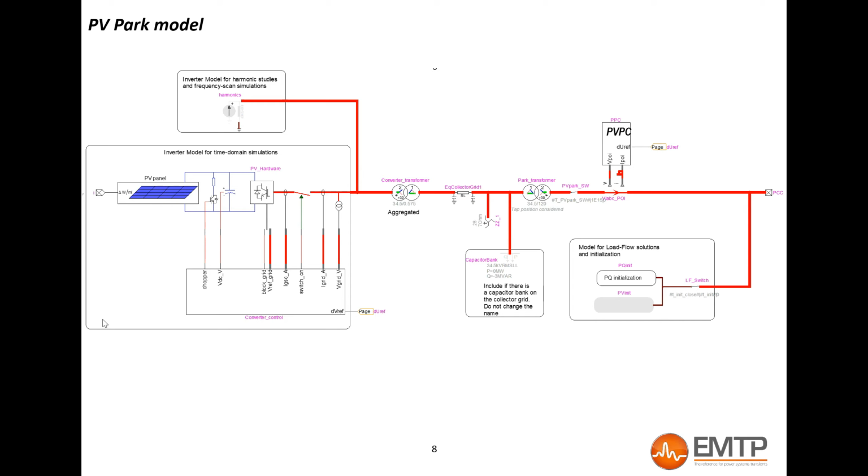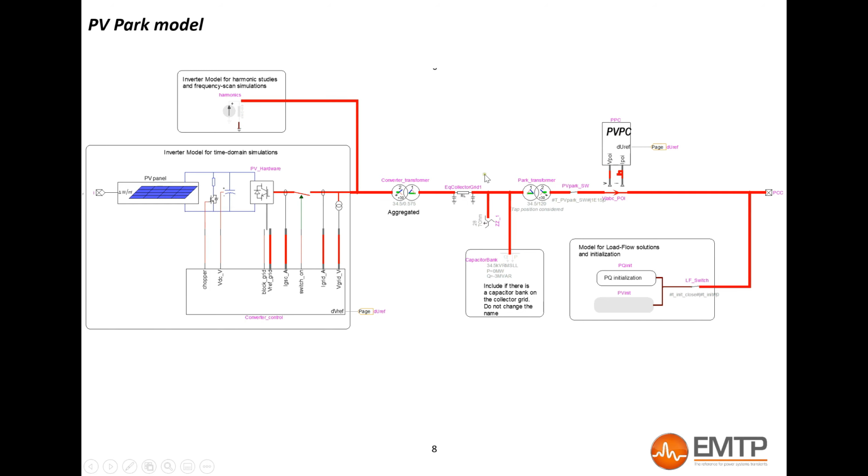So then it looks like this. So this is the EMTP model. So this is an aggregated model. You have again the point of common coupling here, the park controller, the park transformer, then maybe grounding, capacitor banks for reactive power control. And starting from this point, the model is completely aggregated.